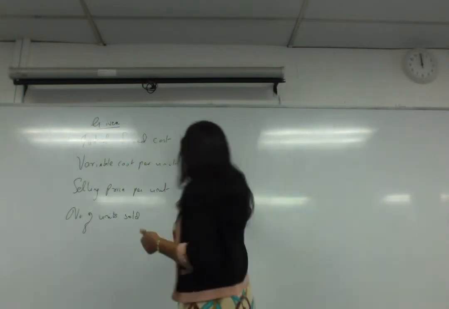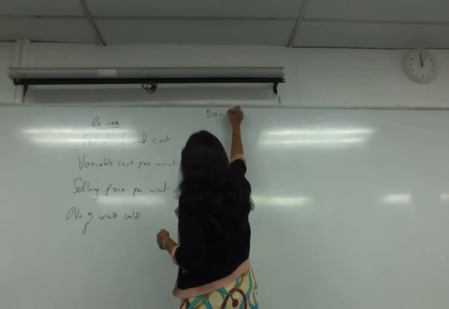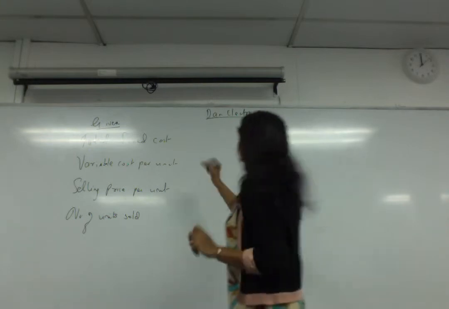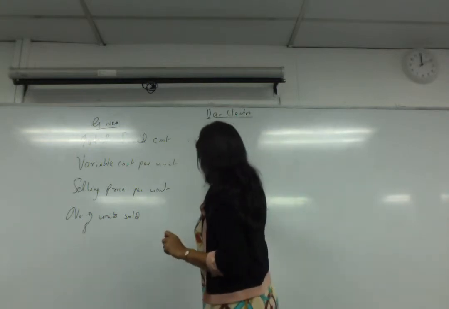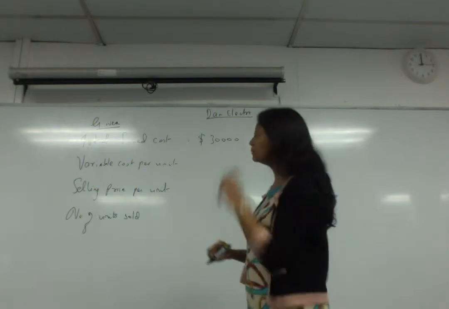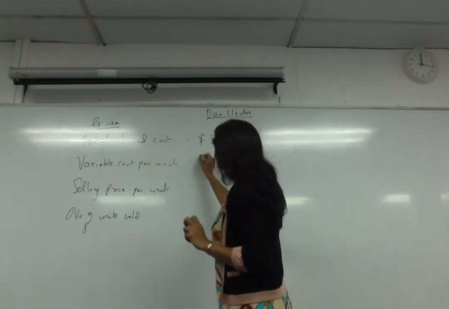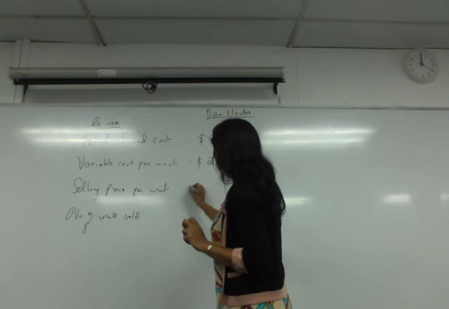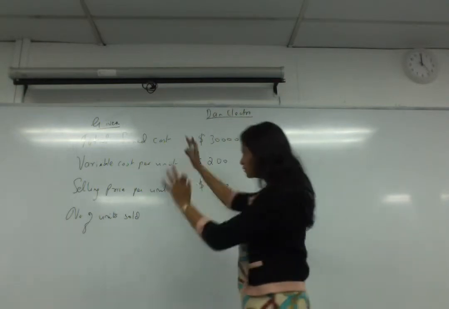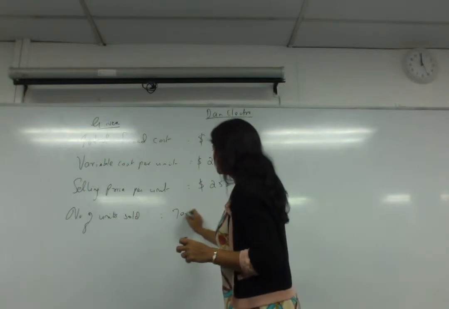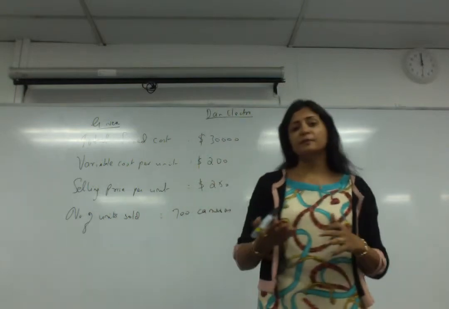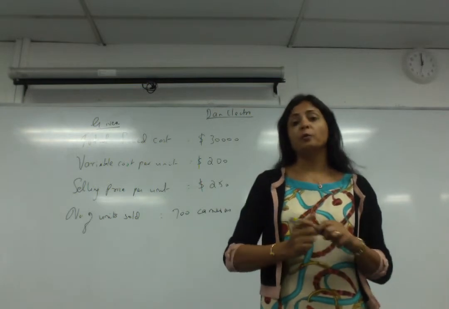So for Dan Electro, that's the question we're looking at, I think it's in 24.02. The total fixed costs were coming to $30,000, if I'm remembering it correctly. The variable cost per unit was $200, I think. The selling price was $250. All this is given to you in the question. You just have to write this down like that. And there were 700 cameras, okay? So with this information that's given, now you're ready to draw the break-even graph.